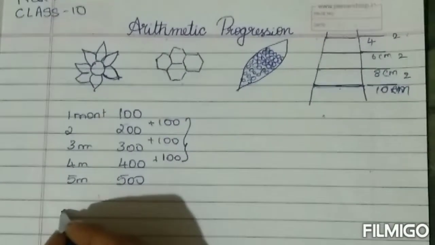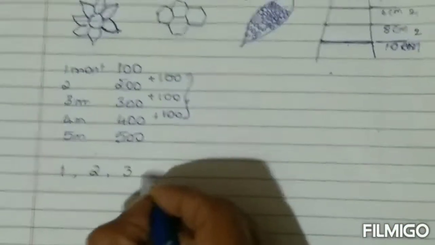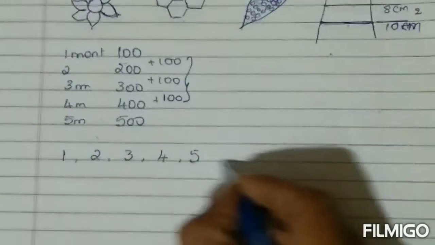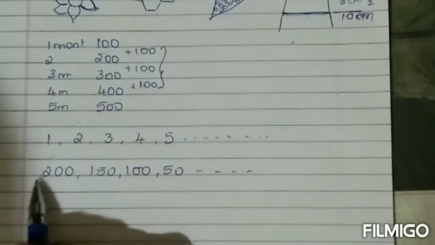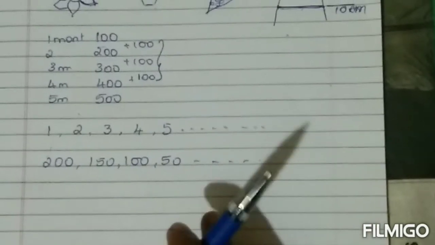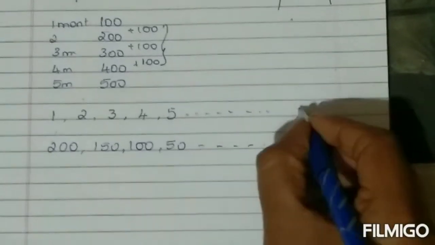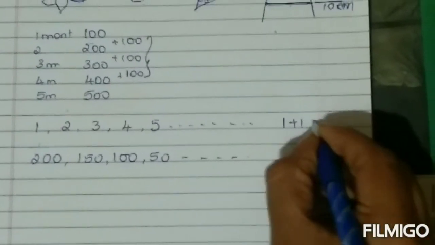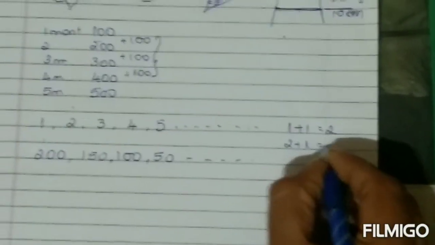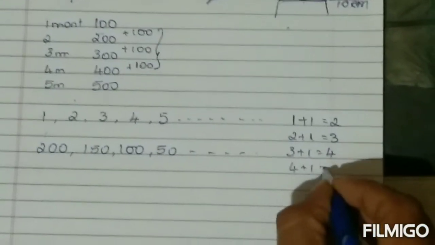Okay. So I'm going to write the numbers. These are general examples which we see in our daily life. Now these are numbers. See this number. And another number series 200, 150, 100 and 50. Now again I'm going to write 1. 1 plus 1 will be 2. 2 plus 1 will be 3. 3 plus 1 will be 4.